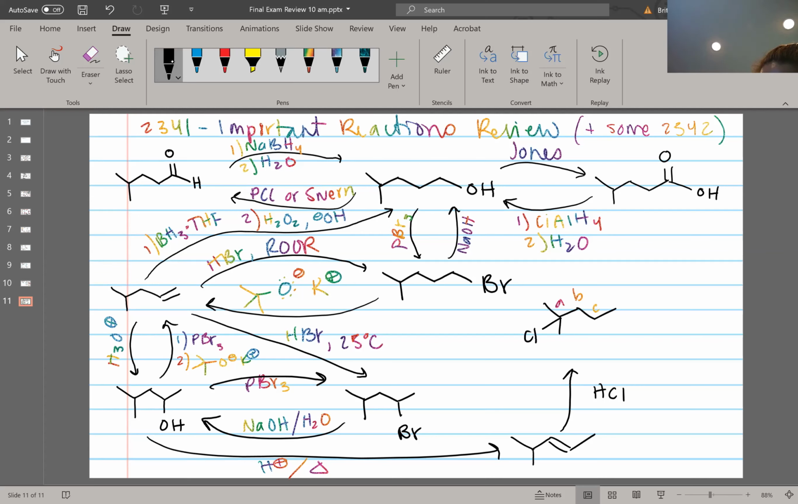So remember, we would have the carbocation intermediate here. And then we would have a rearrangement. So we would end up with this carbocation, and that's where our product would come from. Yeah, that's it for the end of my slideshow.